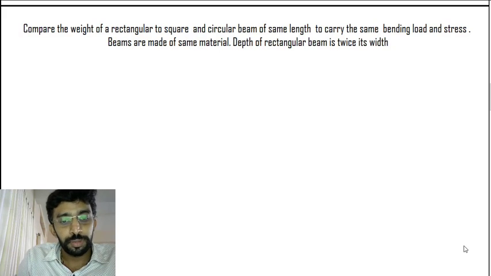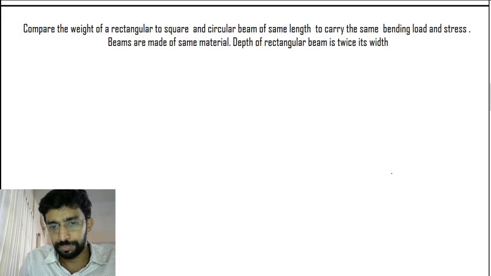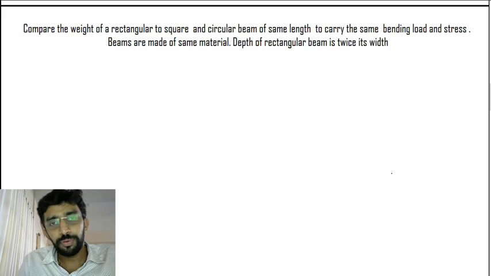So let us compare the weight of a rectangular section to a square and a circular section. Before we carry out such comparisons, we have to define certain relationships between the cross sections. Also, we cannot compare two completely distinct entities. That means you cannot compare a square to a rectangle without any kind of similarities. Those are the two aspects we have to keep in mind before we start to solve this.